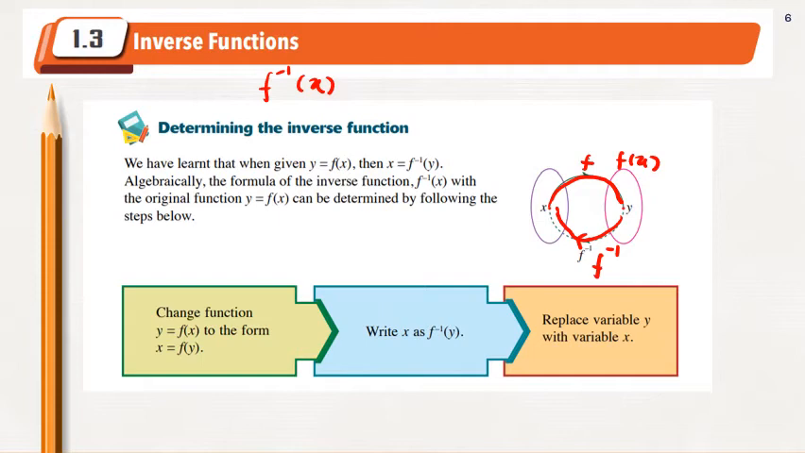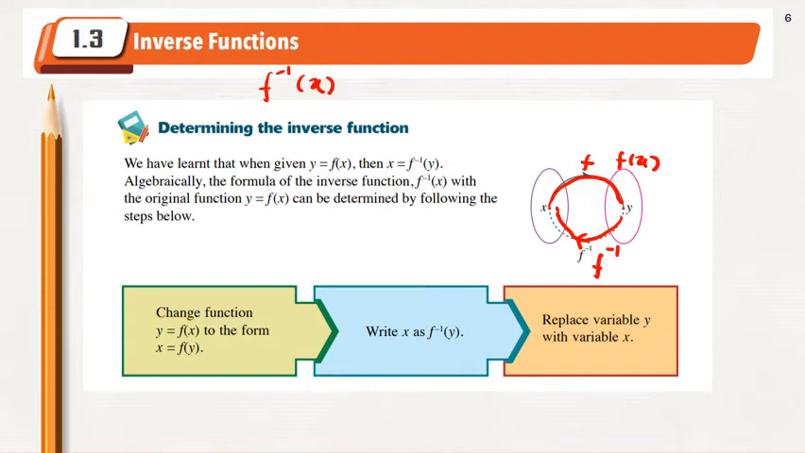Okay, so how do we determine the inverse function? Okay, so the first thing is you need to change the function y equals f(x) to the form of x is equal to f(y). Normally, we solve it by letting something, we have to let it be y. Okay, write x next. Write x as f inverse of y. Then, we have to replace the variable y with the variable x.